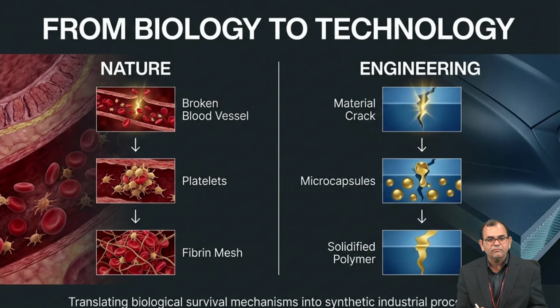Okay, now again we can see here a vessel, the comparison of the biological system with engineering. So, a broken vessel, what will happen? Blood flows and then platelet activation, followed by the formation of a fibrin mesh network. That network will hinder the blood cells from coming out, and finally that will help us to stop the bleeding.